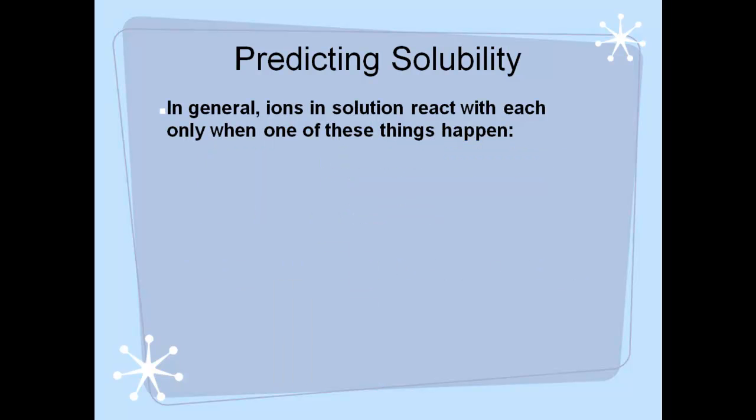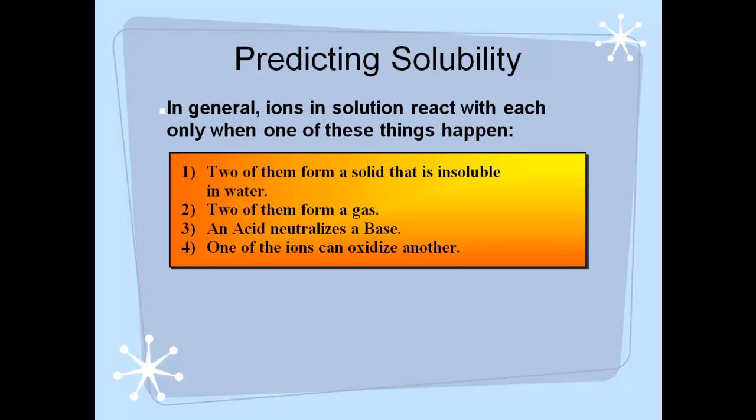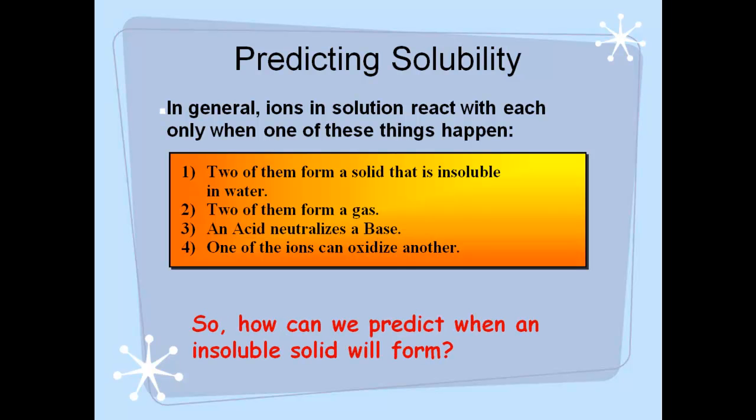In general, when ions are in solution and they react with each other, there's only a few things that can happen. First, two of the ions can form a solid that is insoluble in water. This is called a precipitate. Or you can have a gas form. You could also have an acid that neutralizes a base. Or you can have one of the ions oxidize another. So those are the four types of reactions that can occur when you have aqueous solutions mixed together in a reaction. 2, 3, and 4 we'll talk about a little later on. Right now, when we're talking about solubility, we're going to focus on number 1. So how can we predict when an insoluble solid will form?